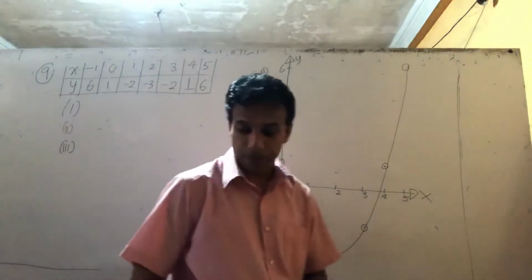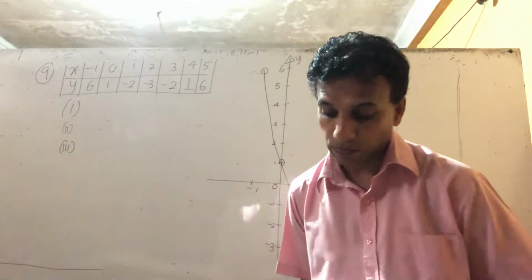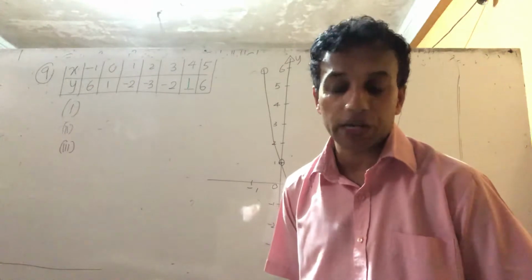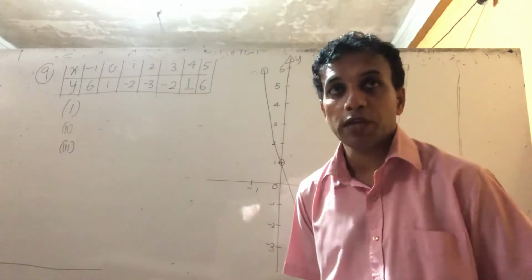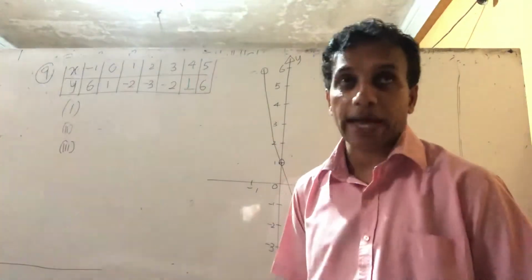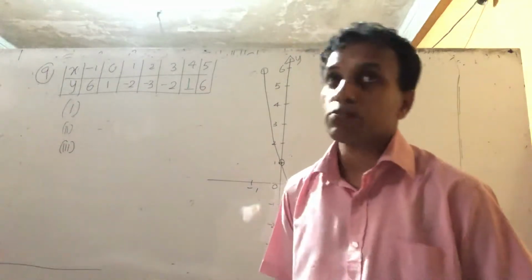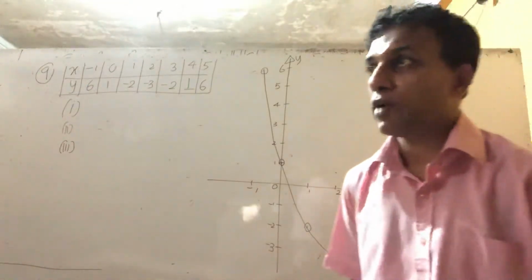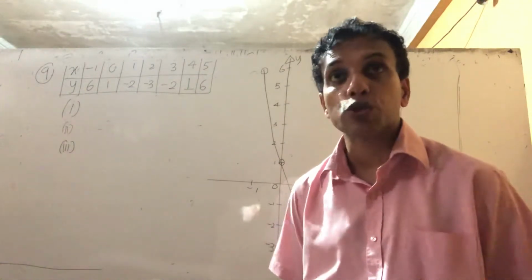Right, third part. Part 3, write this. Describe the behavior of y as the values of x increase from 0 to 2. Describe the values of y as the value of x increases from 0 to 2.